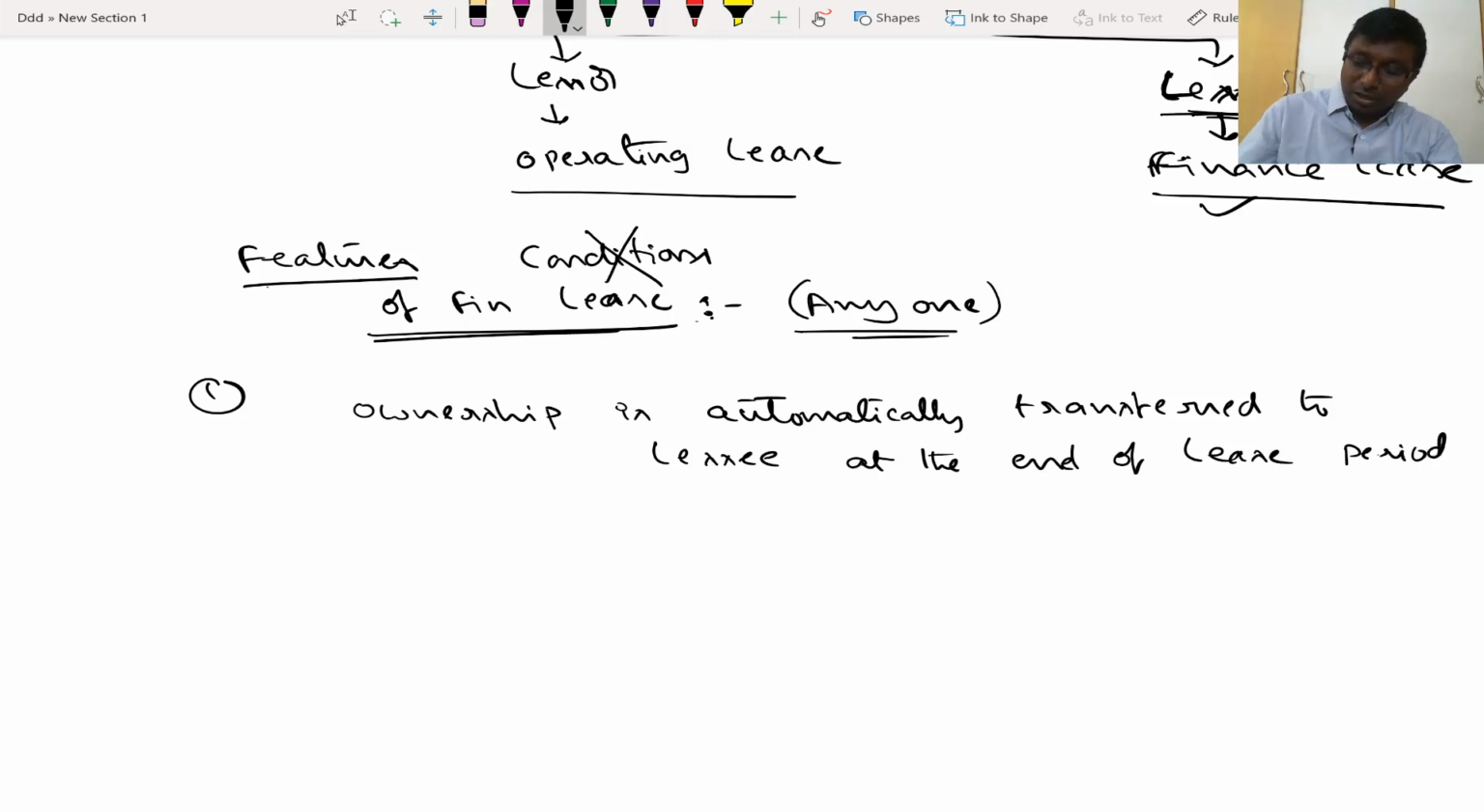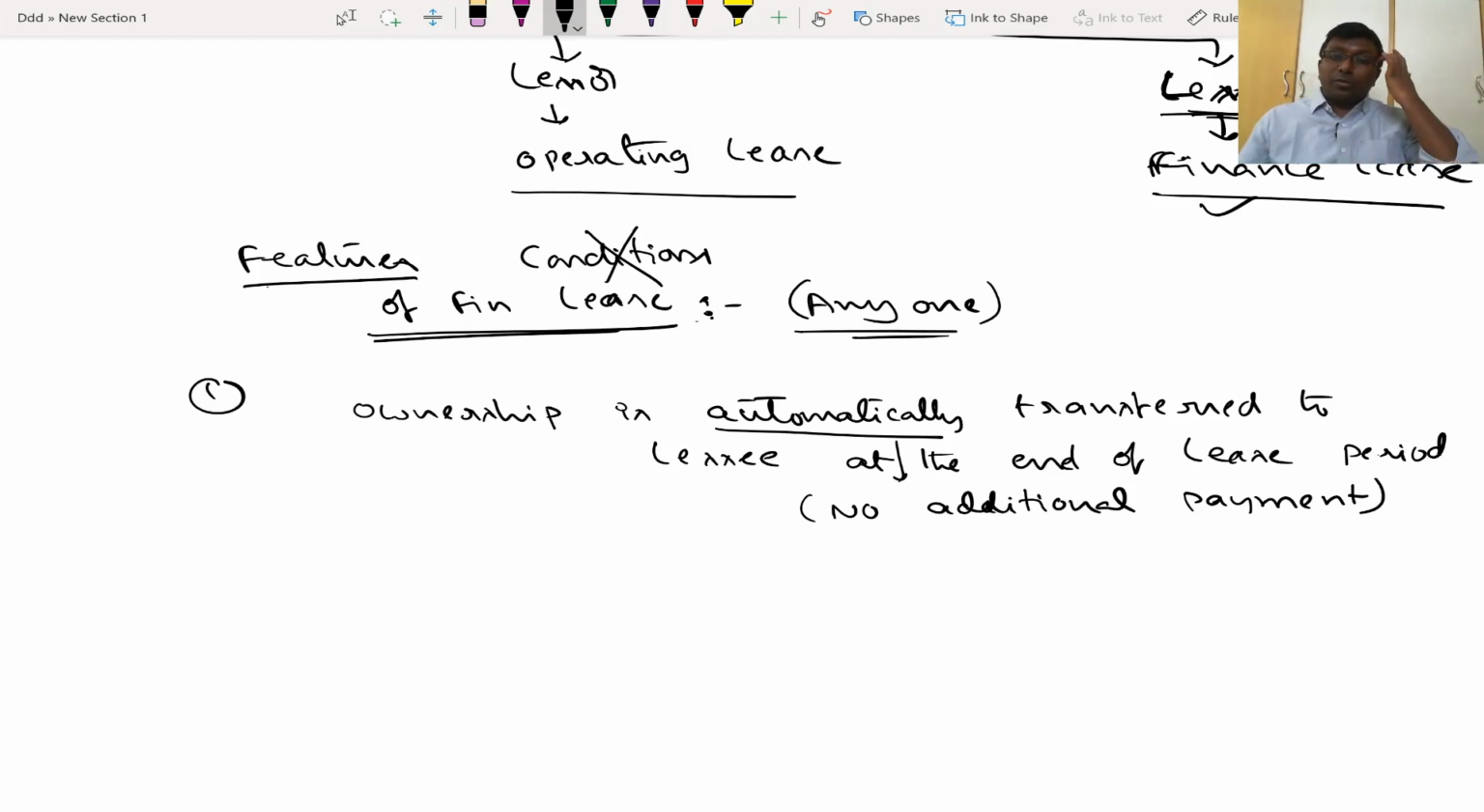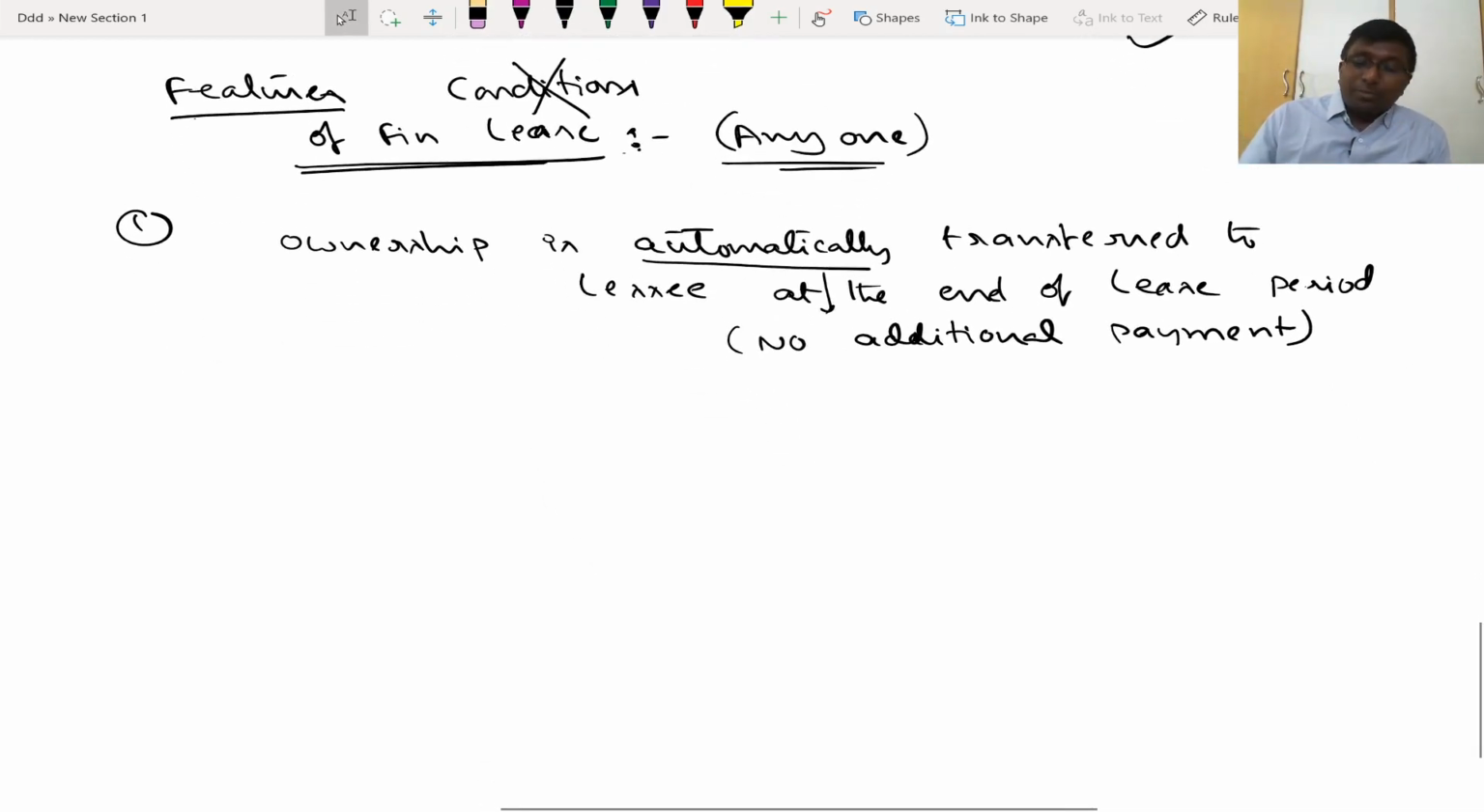If there is automatic transfer, no additional payment is expected. Whatever you paid over these 3 years, we don't take any extra payment at the end. If that kind of agreement is there, then we treat the lease as a finance lease. That is the first feature. Now the second feature.